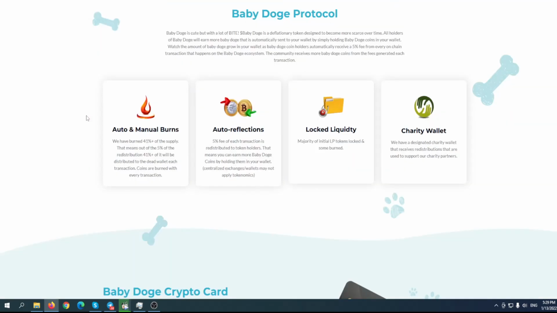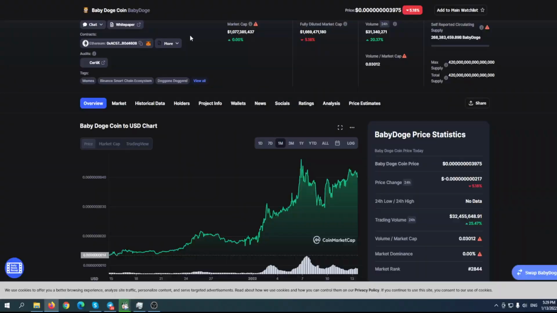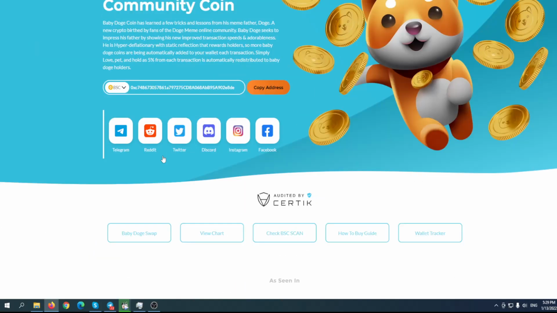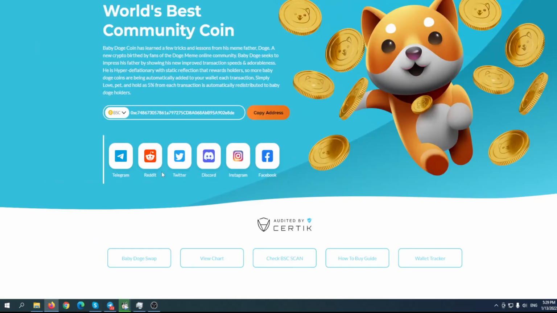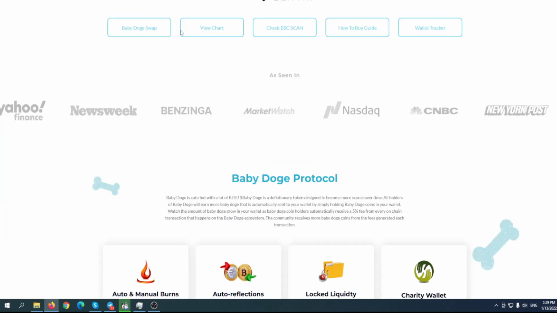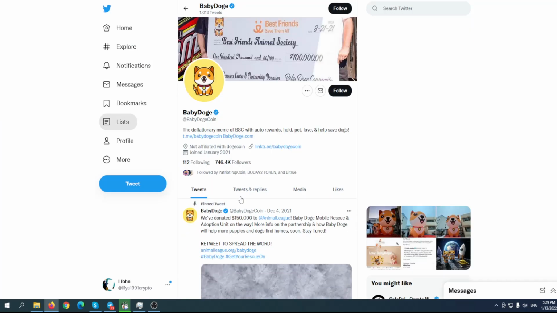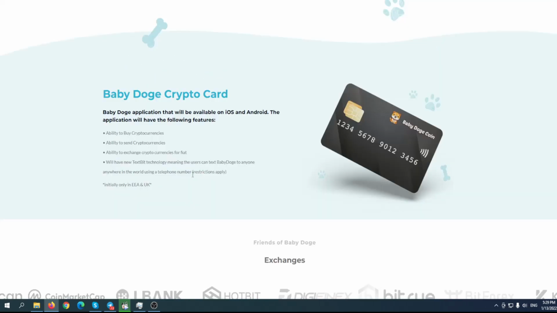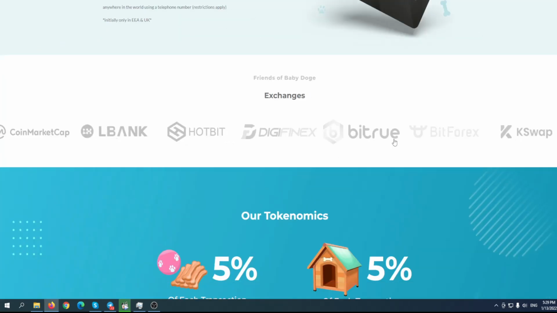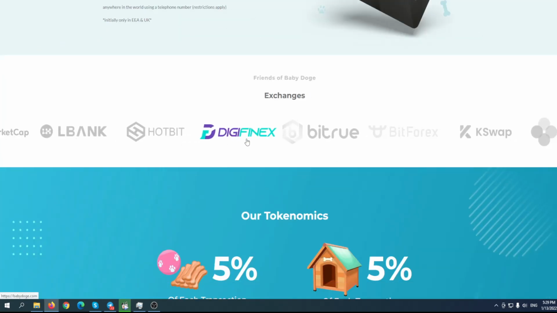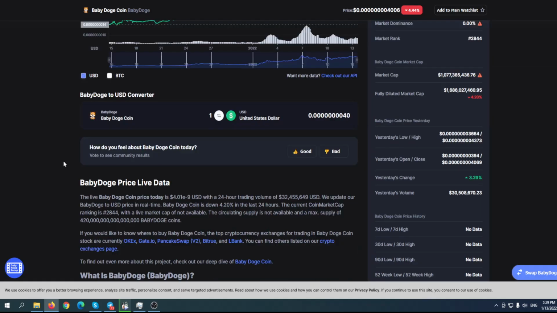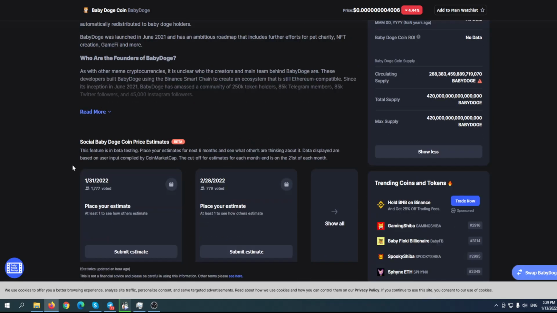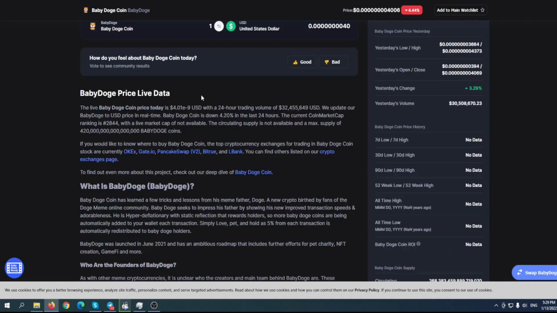They have some great plans. When I saw Baby Dogecoin for the first time, I was like, no, this is not going to work, but they have passed an audit by Certik. They have done some great things so far, some great donations you can find on their website. Their community is growing. They have some great plans for the future, especially the Baby Doge crypto card. You can find them on many exchanges, but we are still waiting for Coinbase and Binance to list this amazing meme token on their exchange.